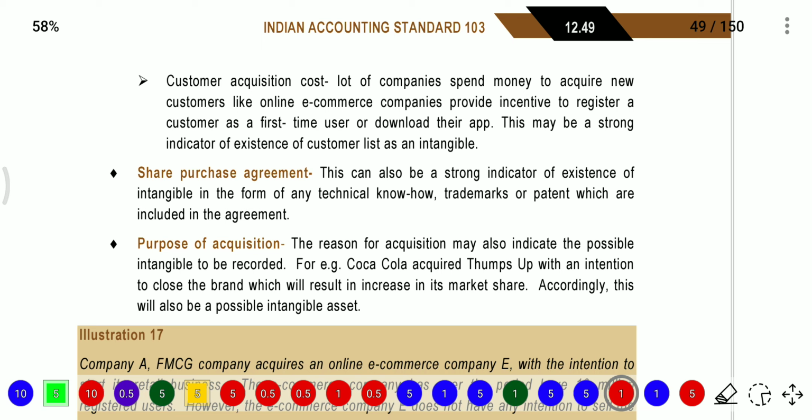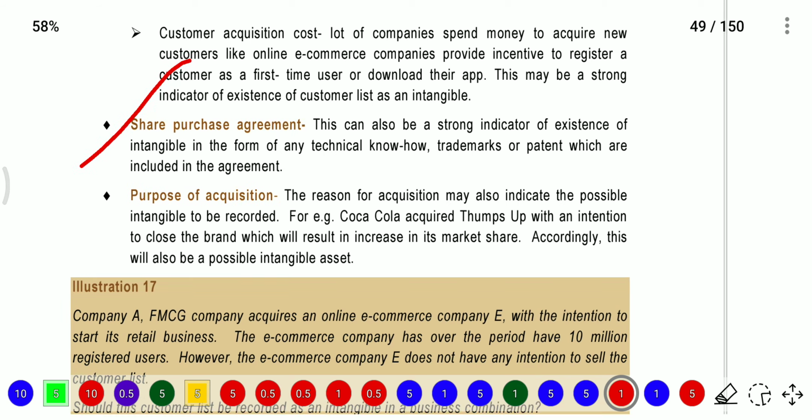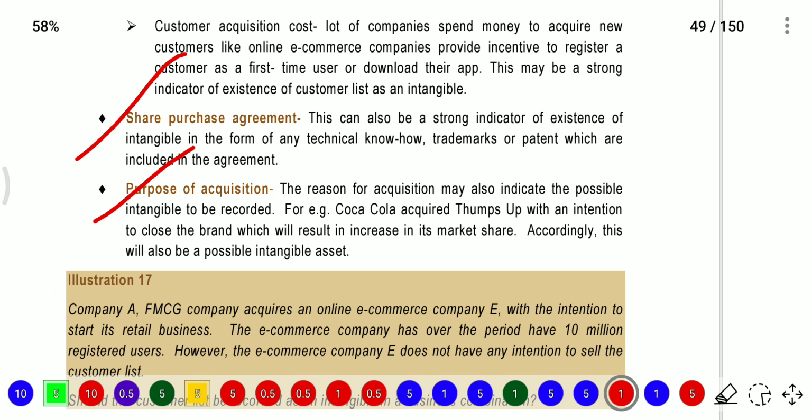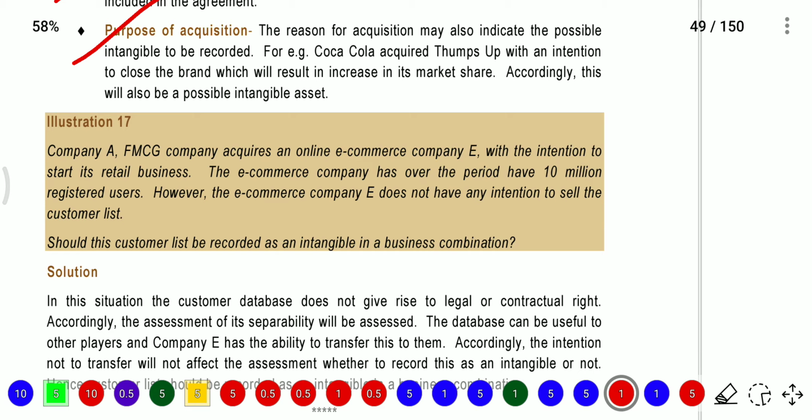some incentive to register customers for the first time, and for downloading their app they will provide some sign-up amounts. This may be a strong indicator of the existence of a customer list as an intangible. Next, share price agreements. If you have any purchase acquisitions, these are all information which will be separable from the goodwill. For example, illustration number 17.